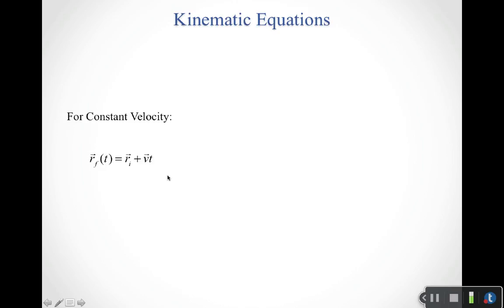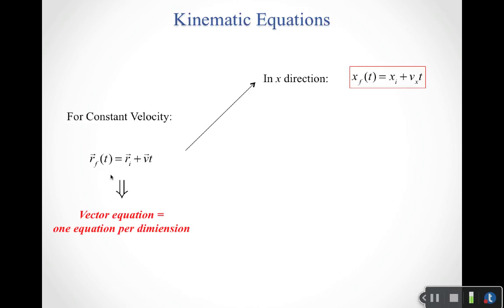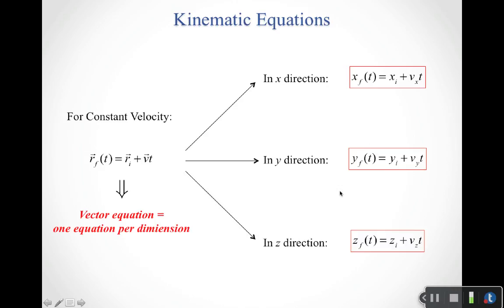Now, again, this really means that we've got one equation, but it's really a vector equation. If we write it as a vector equation, we'll write it like this. But then we recognize that the vector equation means there's really one equation per dimension. So there's an equation for what's going on in the x direction. That's the one that we were initially talking about. But if we have constant velocity motion in y, here's the equation that governs what's going on in y. And if we have constant velocity motion in z, here's the equation that governs what's going on in z.